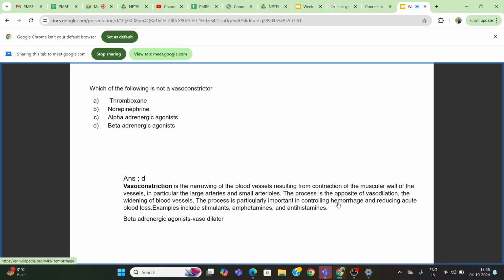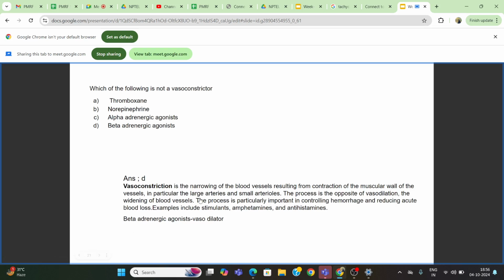So vasoconstrictor, vasodilator is there. That is just the opposite. It can enhance the blood vessel, which will lead to widening of the blood vessel. The process is particularly important in controlling hemorrhage and reducing acute blood loss. Right. So if there is some clot that comes and stops the blood flow, at that time we need to give some vasodilators so that the blood vessel may increase or widen.